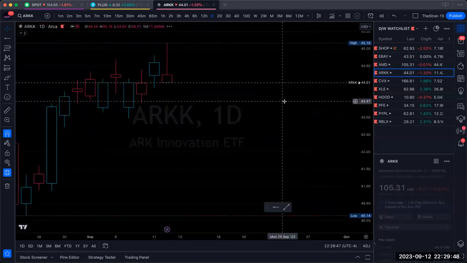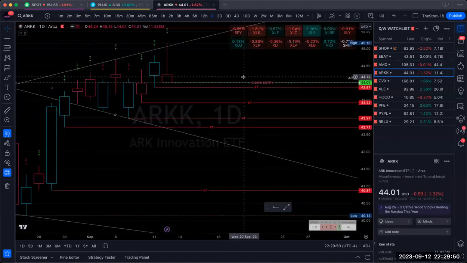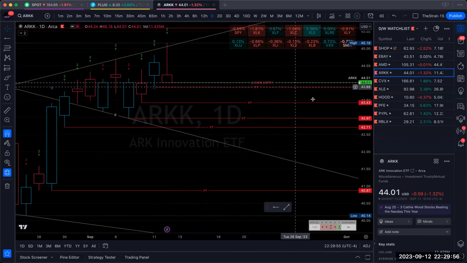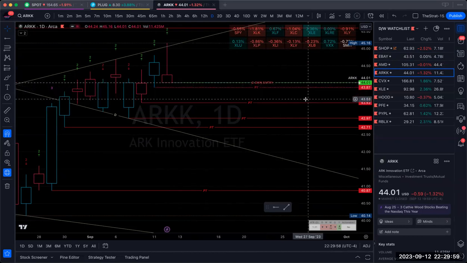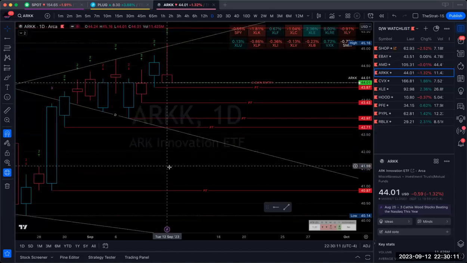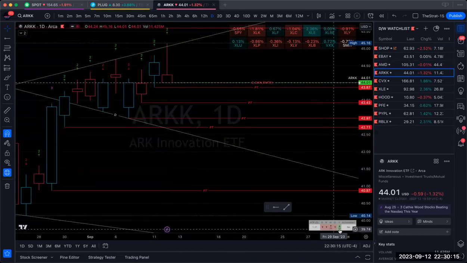All right, ARK, Cathie Wood. Top of a broadening formation, you can see we rejected here, right? Shooter candle. So if we break 44.01, we'll come down to 43.87. And then from there to 43.43, 42.97, and then 42.71. And we'll be right there at the bottom of that broadening formation. So we want to be careful. But if we do break that, we're probably going to fall all the way down here to 40.87. Time frame continuity is mostly red across the board.